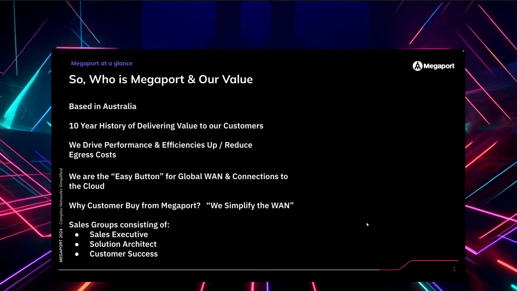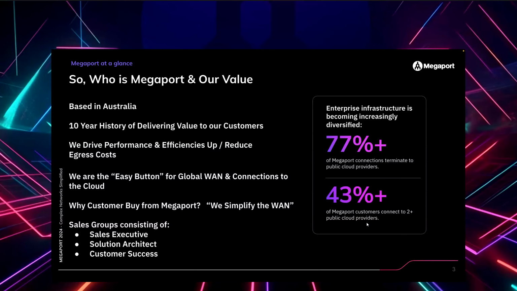Our sales groups consist of pods with a sales executive, a solutions architect, and also a customer success manager. And that is your account team. We are increasingly seeing customers diversify their connectivity. 77% of Megaport customers terminate to the cloud, and 43% connect to more than one cloud: Azure, AWS, Google, Oracle, IBM, etc.